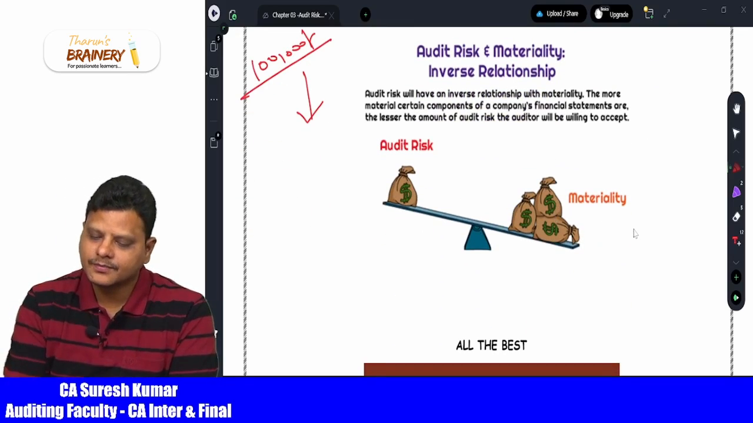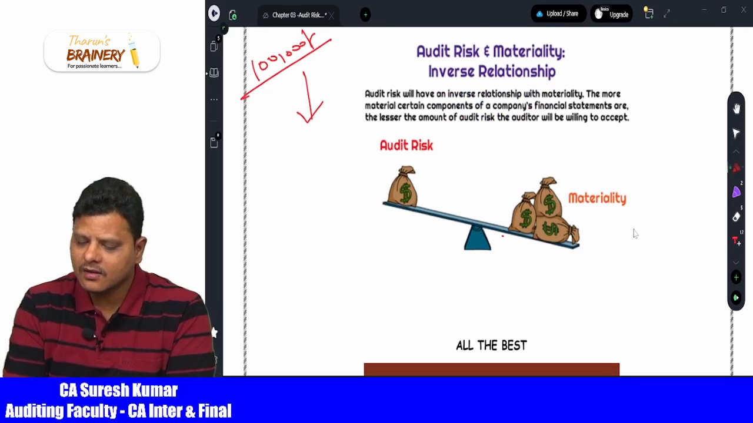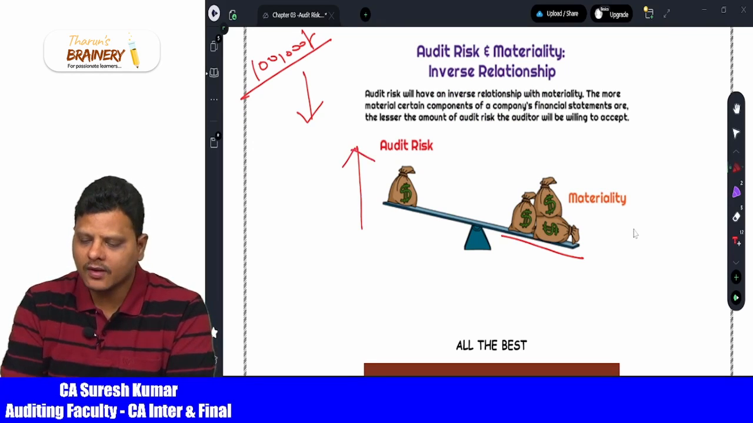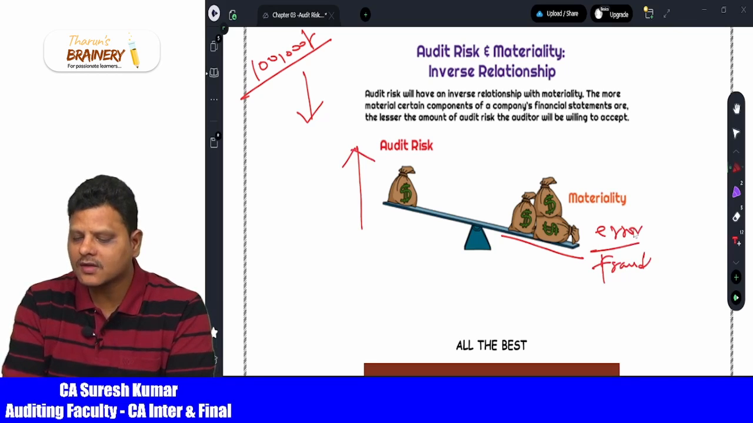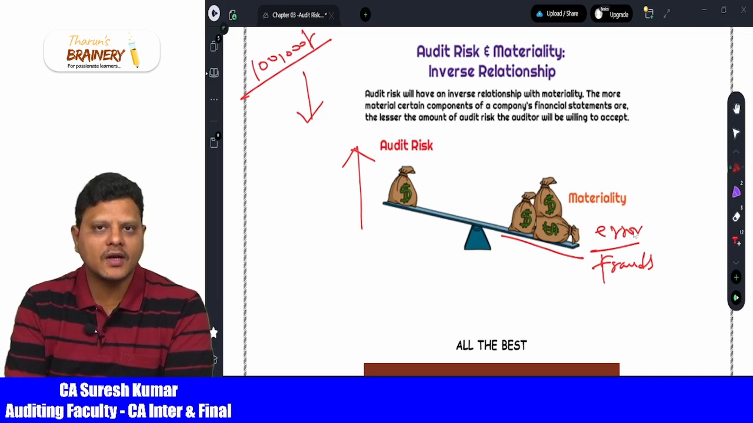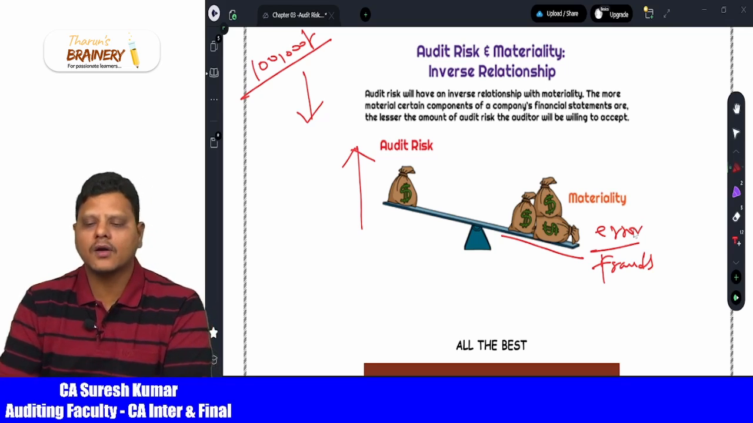Now, we can identify from this picture: when the materiality level is lower, audit risk is higher. When the materiality level is lower, that means there are small errors and frauds which the auditor may not be able to detect. When the auditor may not be able to detect, it leads to a higher audit risk.